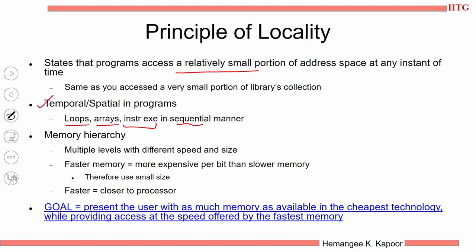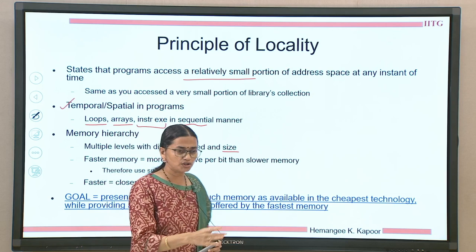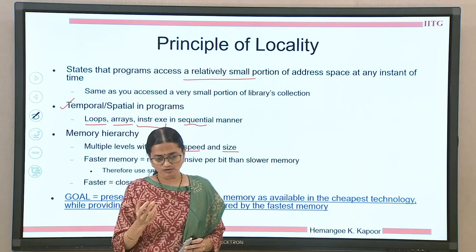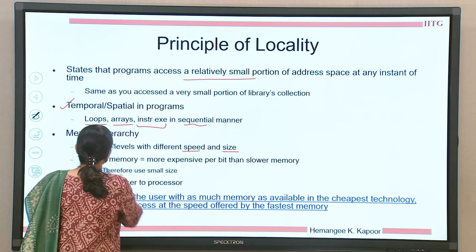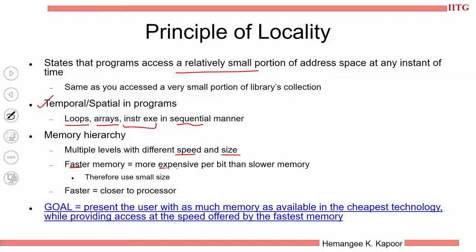In the memory hierarchy, we have multiple levels of memory as we discussed in the first slide. Each hierarchy level has a different speed and a different size. The faster memory is kept closer to the processor because the processor needs data very quickly. So the fastest is closest to the processor, and if anything is fast and very efficient, it's very expensive at the same time. Okay, so the faster memory is expensive compared to the slower memory. Because it is expensive, we tend to keep it small in size.